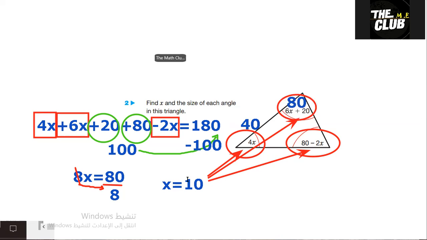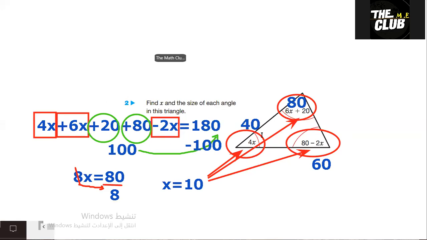So 6 times 10 is 60. 60 plus 20 is 80. So this angle is 40, this one is 80. The last one, 80 minus 2x. 2x means 2 times 10, which is 20. 80 minus 20 is going to be 60. And this is the last angle. And this is how you answer a question like this.